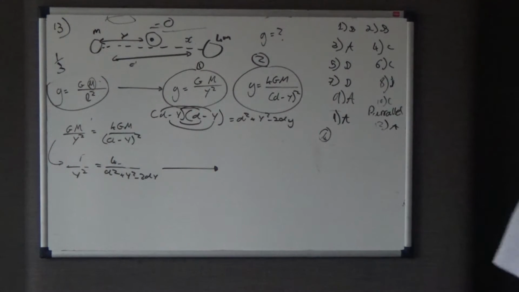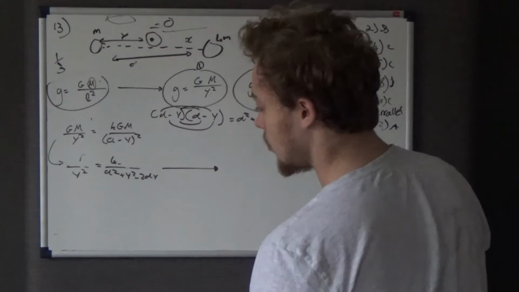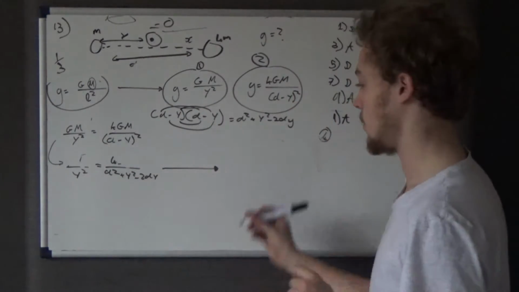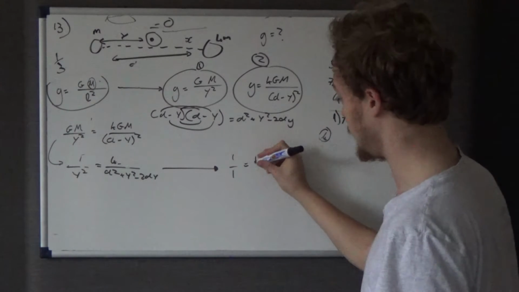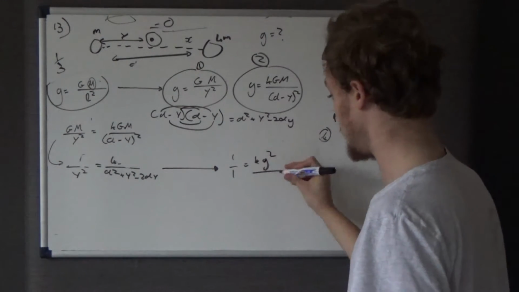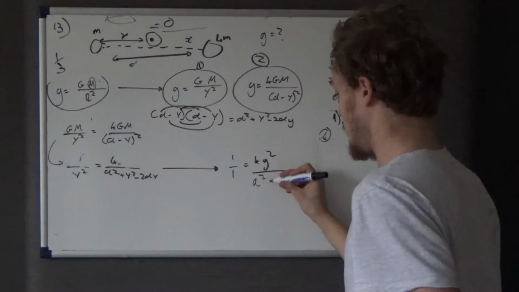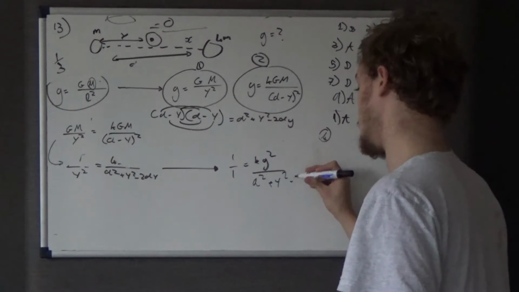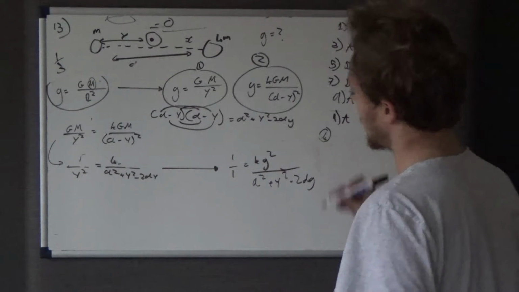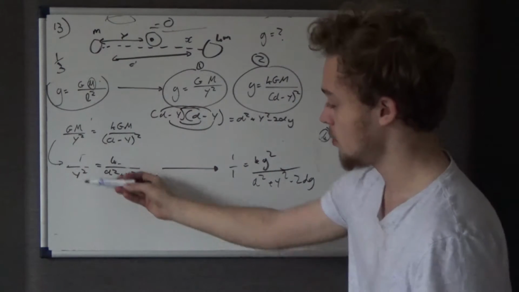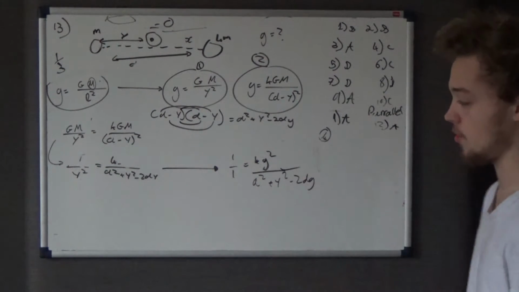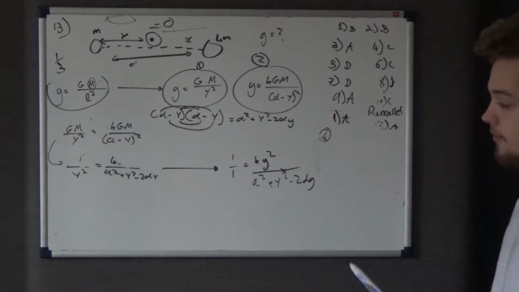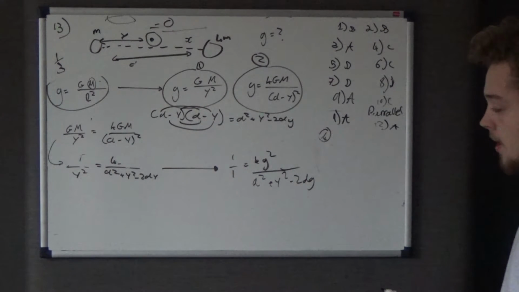So if we times both sides by y squared, we get 1 is equal to 4y squared over d squared plus y squared take 2dy. Because we times the y squared over here, 1 is equal to 4y squared over d squared plus y squared take 2dy.